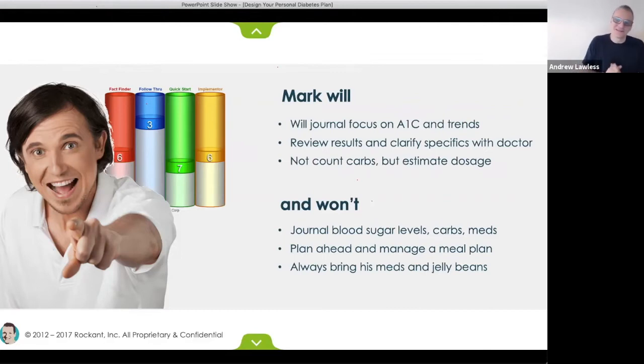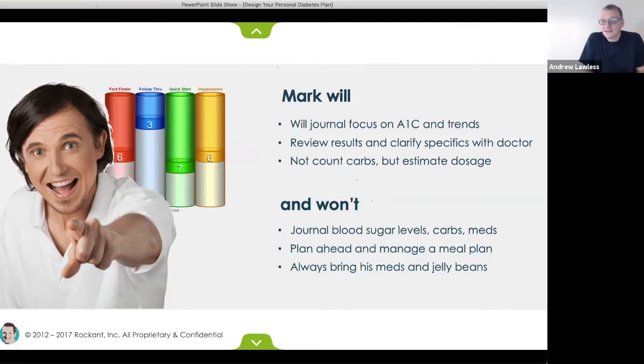That's me, basically. Journal and focus on your A1Cs and trends. Sorry, it's actually wrong here. So I will not focus on that. I will only focus on the A1C. I will not focus on the actual blood sugar results every day or every second hour or so. So I want to look at what is my A1C, and is it going up or down? Is the trend good? And that is enough for me. That's all I need to know in order to manage my diabetes.